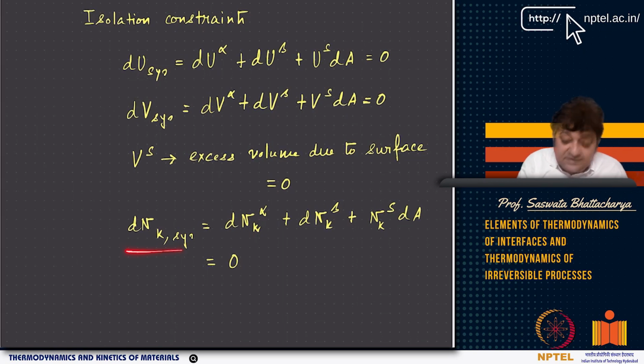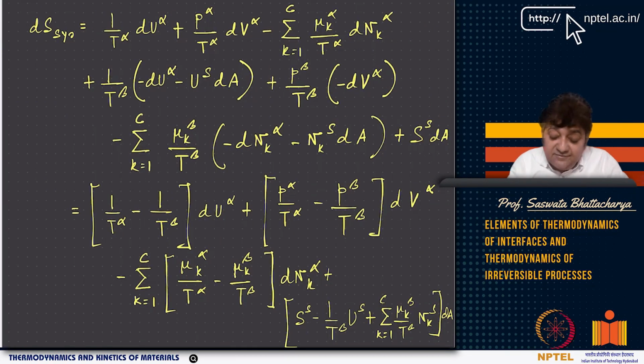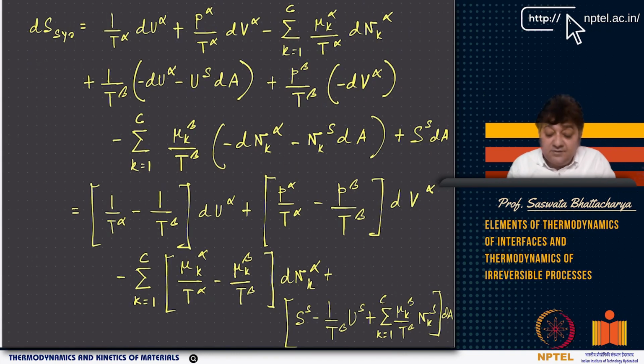And dN_k, for each element of the system, dN_k is equal to 0. Now, if you have that and you continue doing this, from the isolation constraint, you can do what? You can write dV alpha in terms of dV beta and V^s. You can write dU alpha in terms of dU beta and U^s. So, exactly that's what I am going to do here.